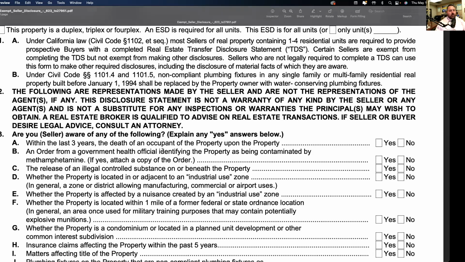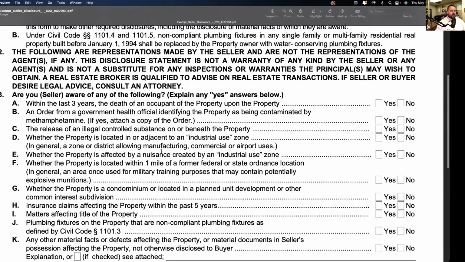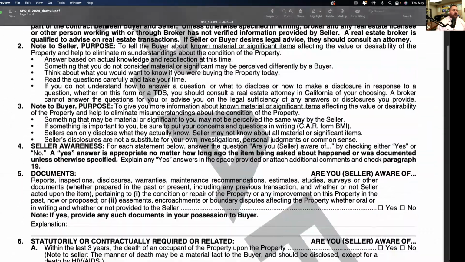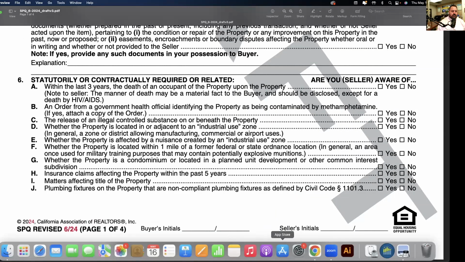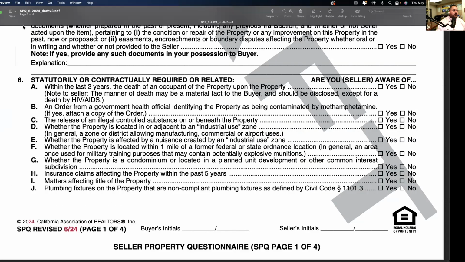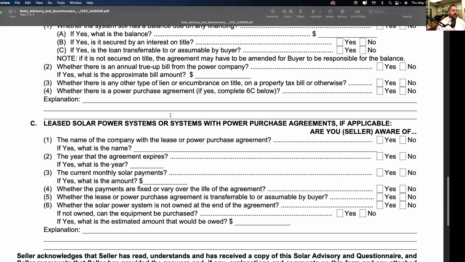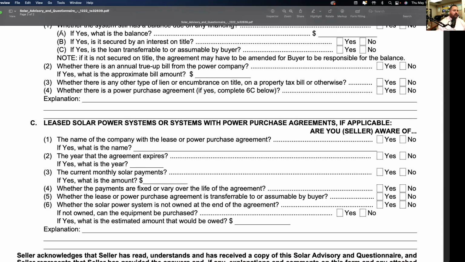Again, here we go back to, are you, the seller, aware of any of the following? Explain any yes answers. So it's just like the SPQ, but as you can see, it's much shorter, right? If we went back to the SPQ, it's really only focusing on this first section of statutory disclosures, right? When we go back, if you look at, oh, where did I go? Sorry, I messed up.